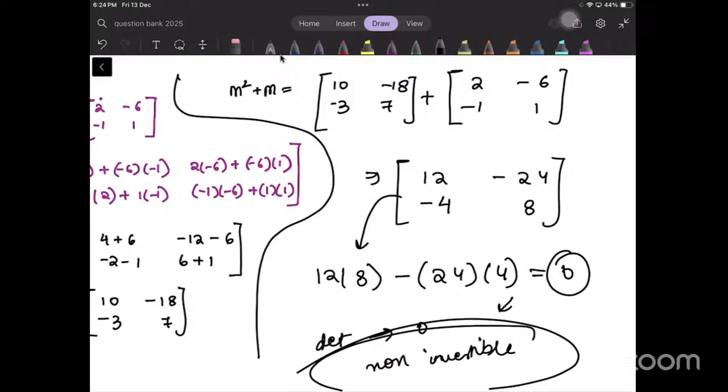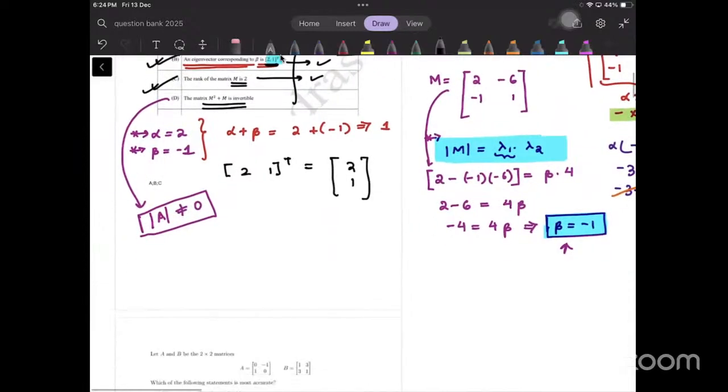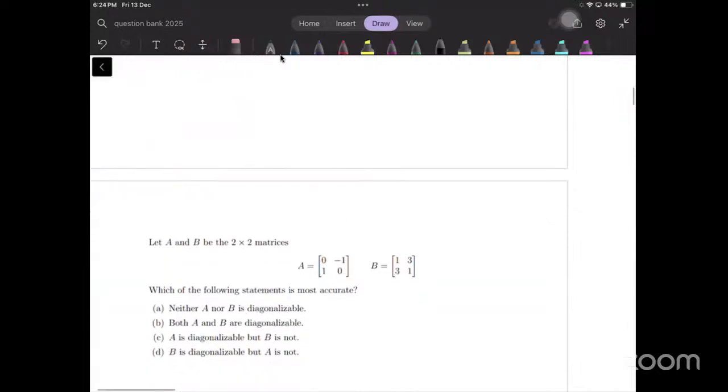So that is how you can go ahead and solve. Any doubt in this? Anything that is not clear? Anyone? Okay, good. Let's go to the next question. Try this one.